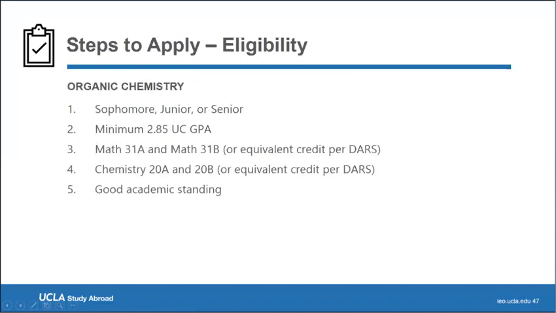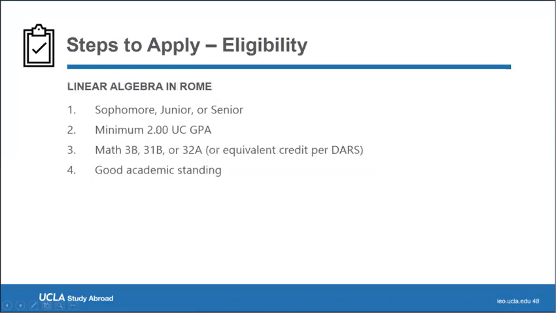For our organic chemistry program, sophomore, junior, or senior class standing is required before departure. You must have a minimum of a 2.85 UC GPA, and you must complete Math 31A and 31B, as well as Chemistry 20A and 20B. Finally, having good academic standing.